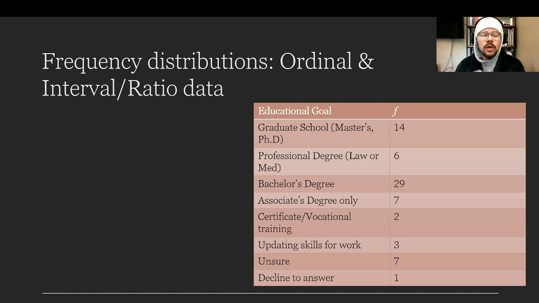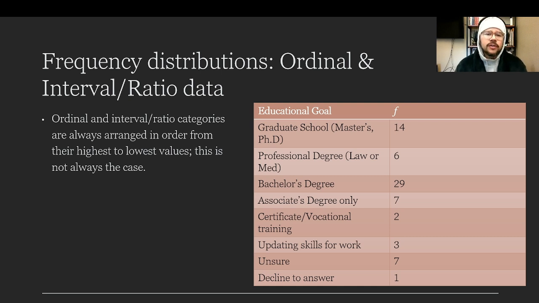All right. So now let's move towards thinking about frequency distributions, but more specifically how we relay data for ordinal and interval ratio data. Notice that these two categories, ordinal and interval ratio, are brought into one description about frequency distributions. That's because it applies to both, right?